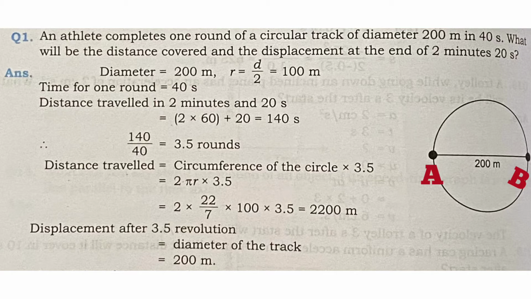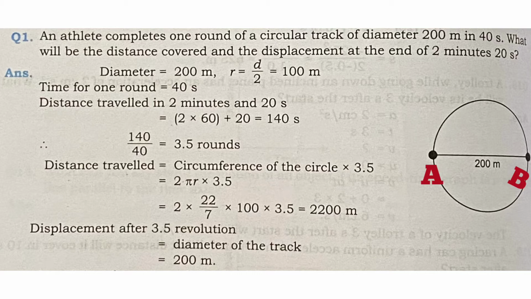So first of all, the diameter is given to us, that is the distance between points A and B, the diameter of the circular path, which is 200 meter, and we know that the radius of the circle is half of the diameter. So radius R is equal to diameter D by 2, that is 200 by 2, that is equal to 100 meter.